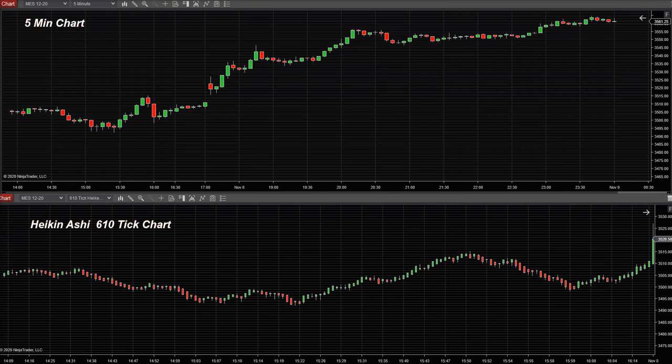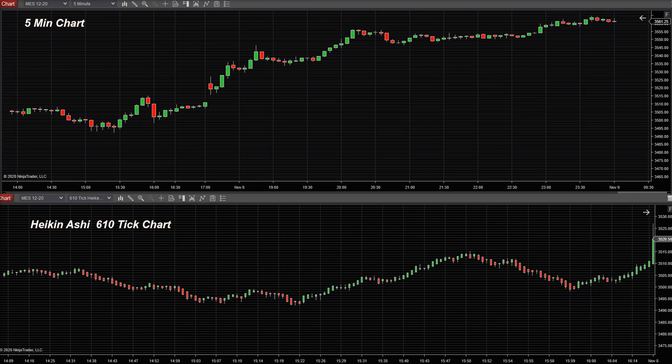All right, today we're going to be going over what a Heiken Ashi Tick Chart is, and we're going to compare it to a 5-minute chart and see where the difference is. Heiken Ashi means average bar in Japanese, and is primarily used to make candlestick charts more readable and trends easier to understand. It can help traders to know when to stay in trades and when to get out.